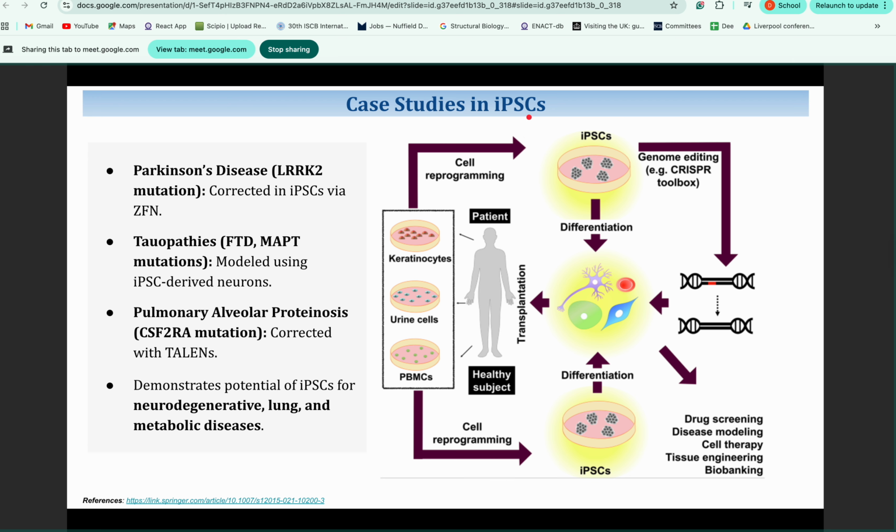Then comes the case studies in these induced pluripotent stem cells. So the first case study is of Parkinson's disease, the LRRK2 mutation. So this is the gene which is mutated. It is corrected in the induced pluripotent stem cells by the zinc finger nucleases. So this is one of the case studies.